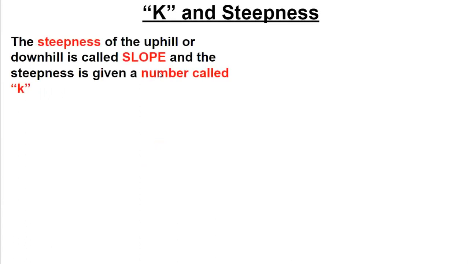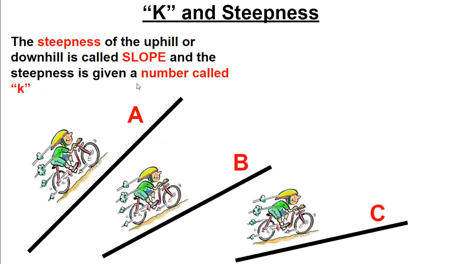The steepness of the uphill or the downhill is called slope, and the steepness is given a number called K. So we have 3 different steepnesses here. Which one do you think is the most steep? A, B, or C? Right, A. That would be the least hill that I would want to bike up. Which hill would I prefer to bike up? Well, C would be my first choice because it is the least steep.